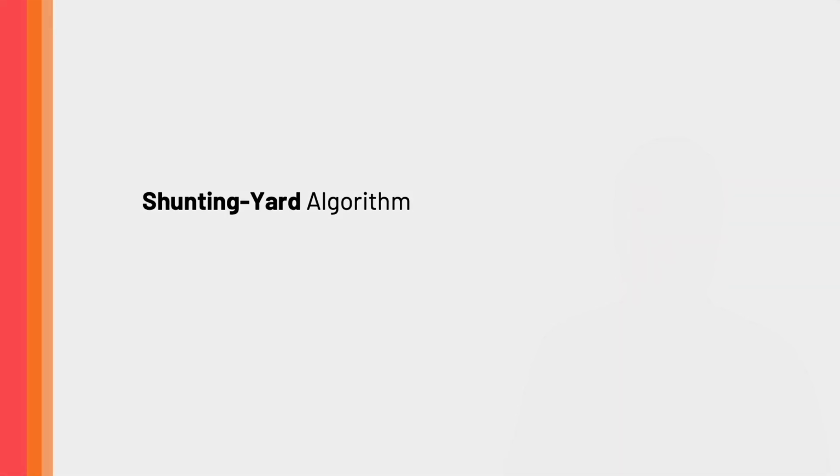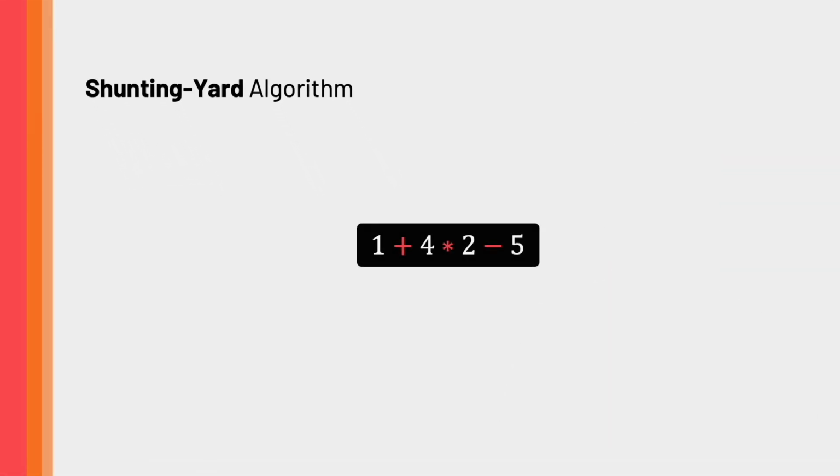Today we are going to review and learn about an algorithm called the Shunting Yard algorithm. And to give you a spoiler already, this algorithm is basically for us to try to solve that thing right there: arithmetic expressions, very simple things like 1 plus 4 times 2 minus 5. You can have parentheses as well.